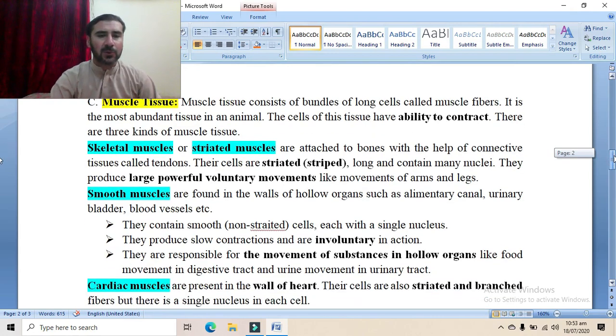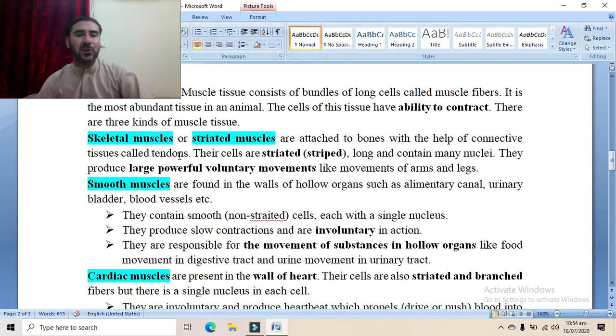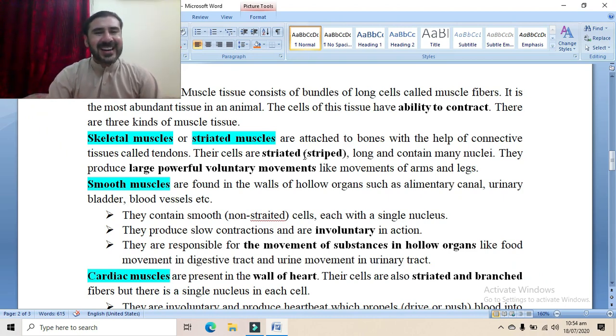There are three types of muscle tissues: skeletal muscle or striated muscle. These are attached to bones with the help of connective tissues called tendons, which we have already discussed. That muscles are attached to the bones through connective tissues which are known as tendons. Their cells are striated, striped.